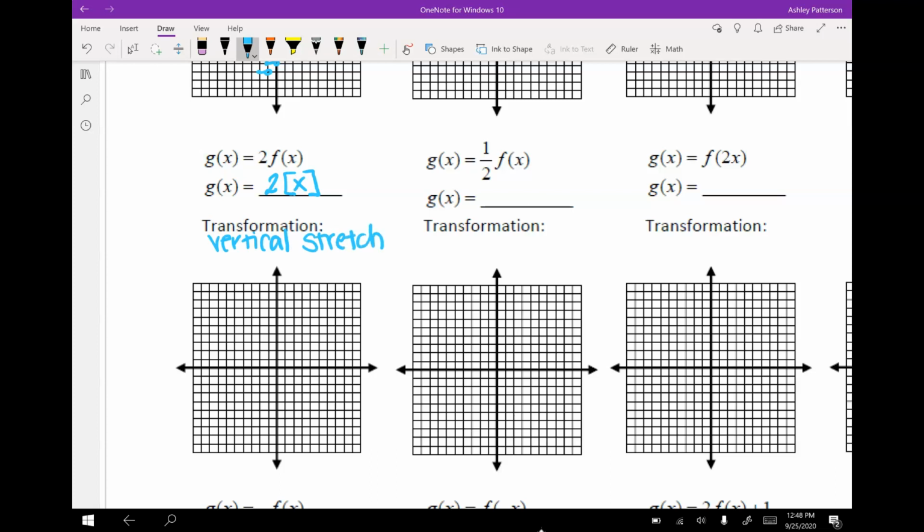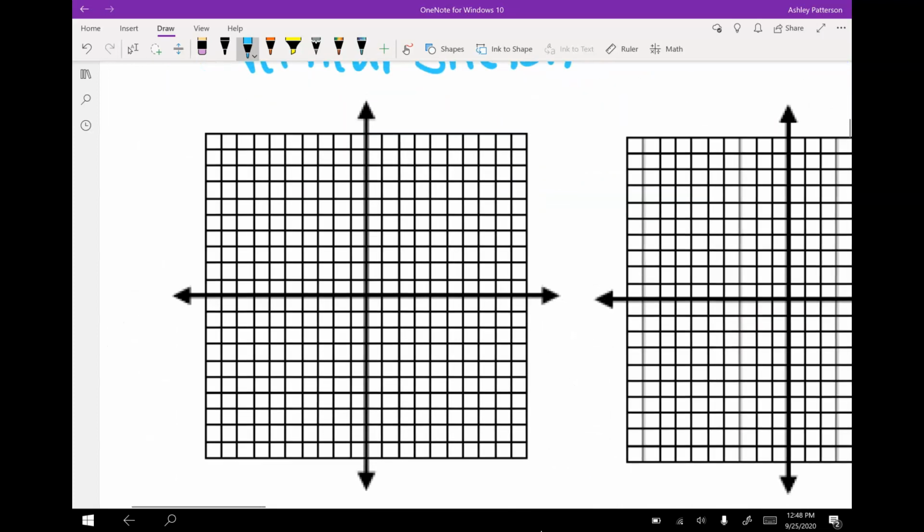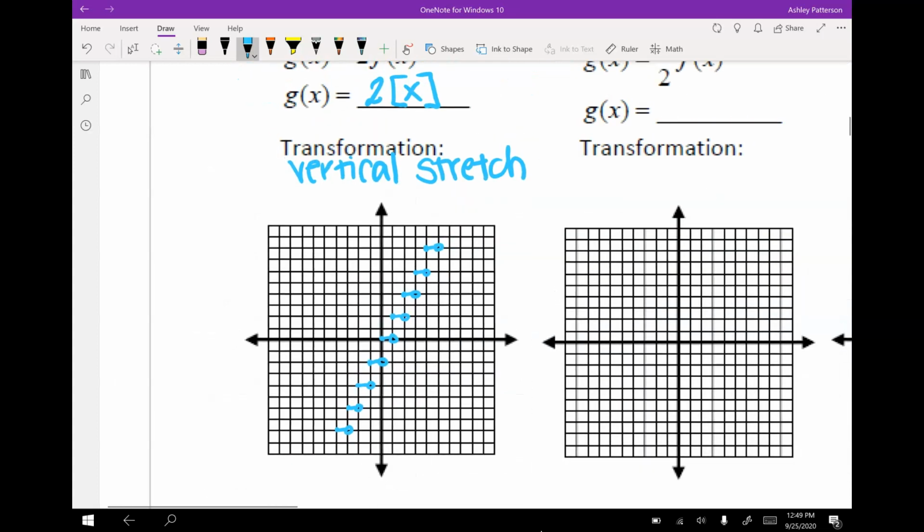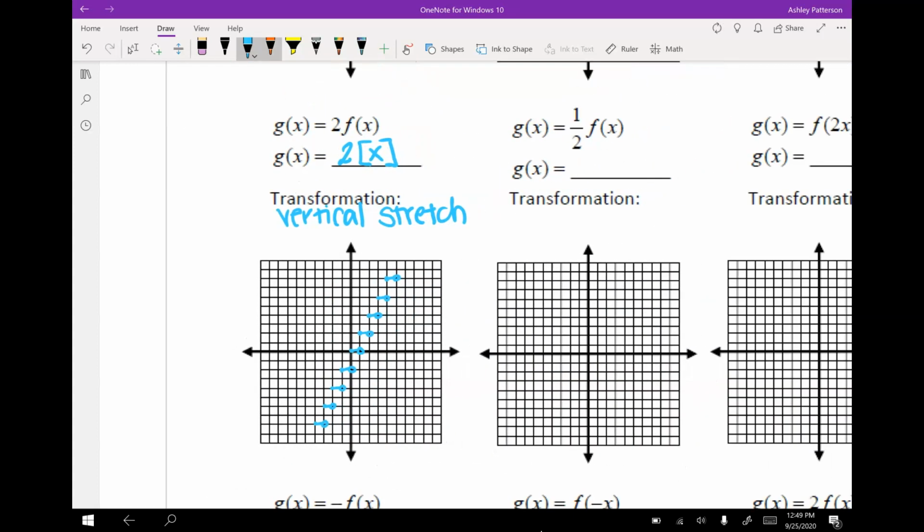What does that mean to our greatest integer? We're not shifting left and right. We're not stretching our step because it's not horizontal. We are vertically jumping 2 units to get to that next step. We're stretching the distance between our steps by 2 units. And there it is.